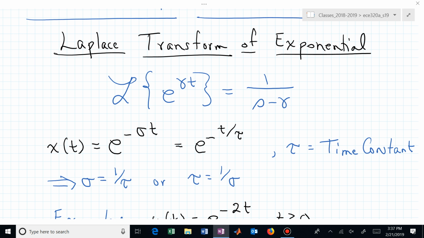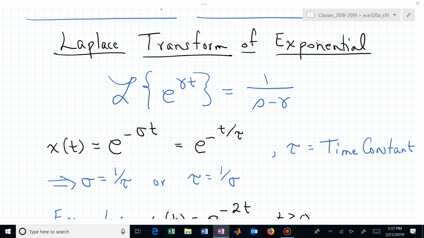If you compare the right two pieces in that expression for x of t, hopefully you see the algebraic relationship between what I might call the damping, sigma, and the time constant tau. They're inversely related. One is the inverse of the other.